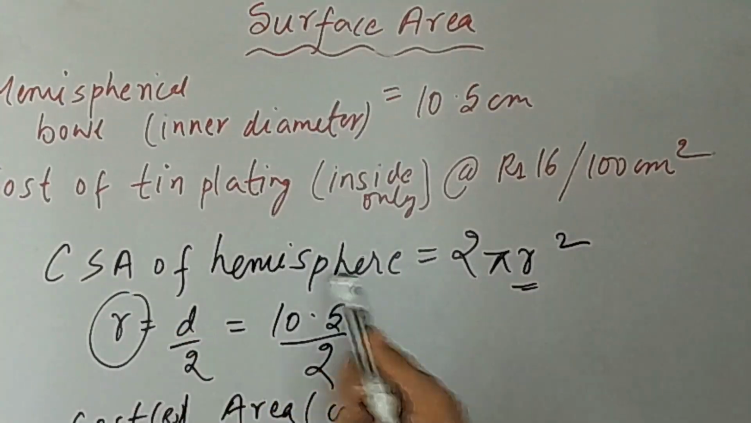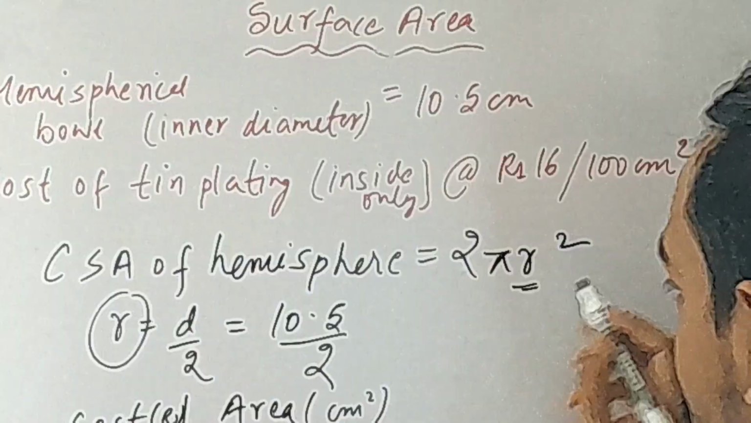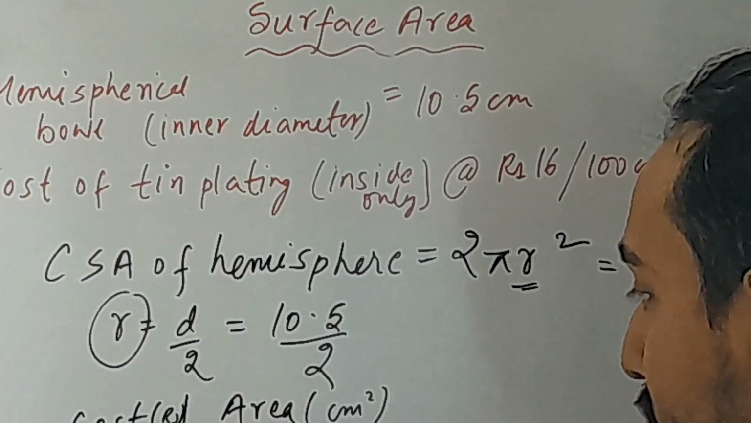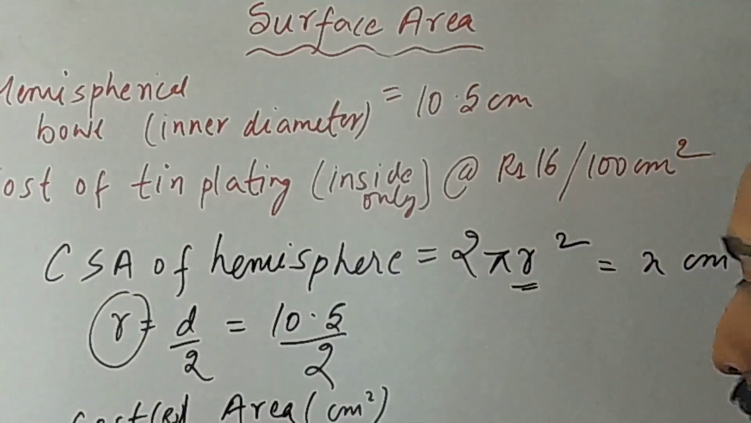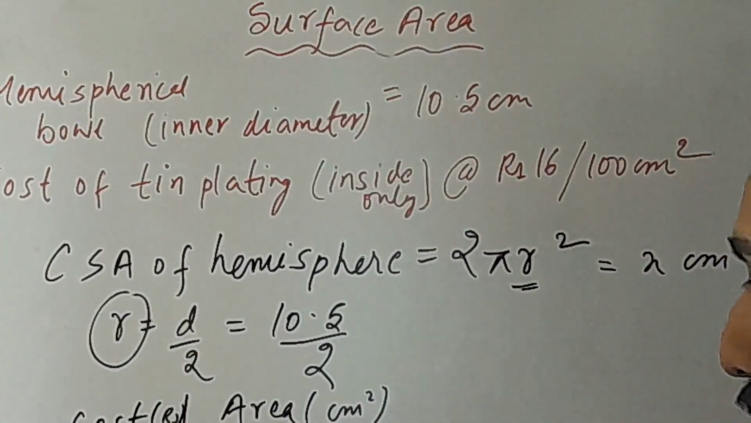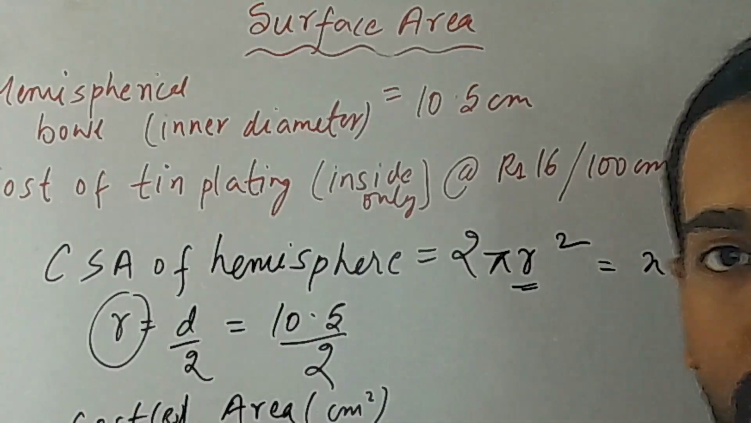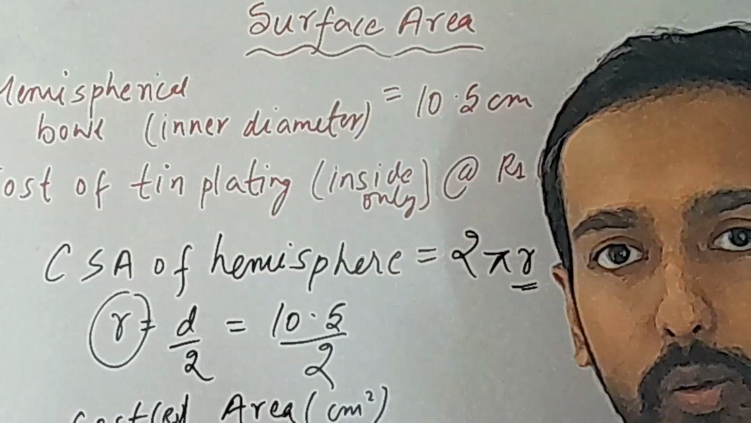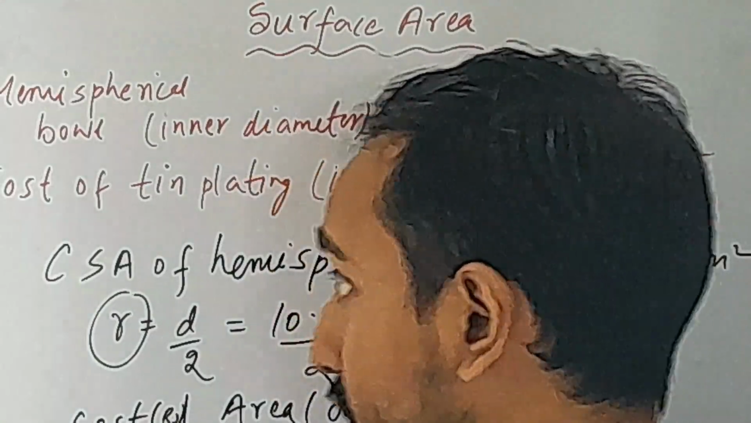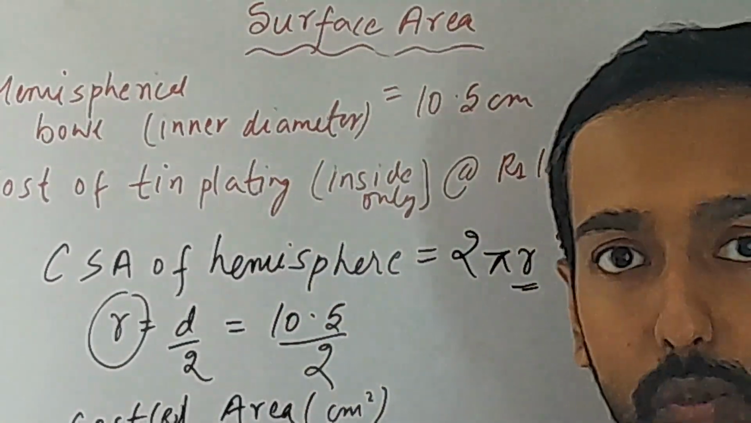Now after we have found the curved surface area of this hemisphere, suppose the answer comes out to be x centimeter square, so we will write x here, and we have to find this value. This can be found easily; suppose this is given by y. So y is equal to 16 into x divided by 100. In this way we will easily find the total cost for tin plating this hemispherical bowl only on the inside of this bowl. So this is an important application of the formula of hemisphere.